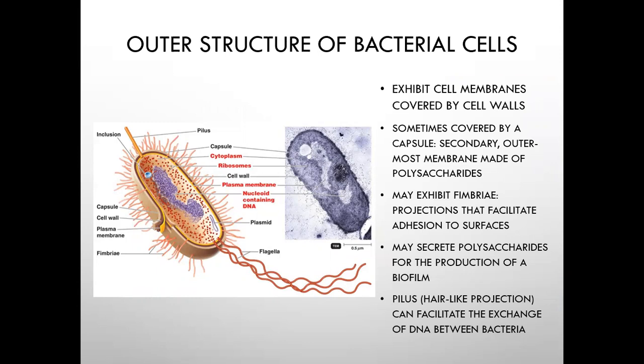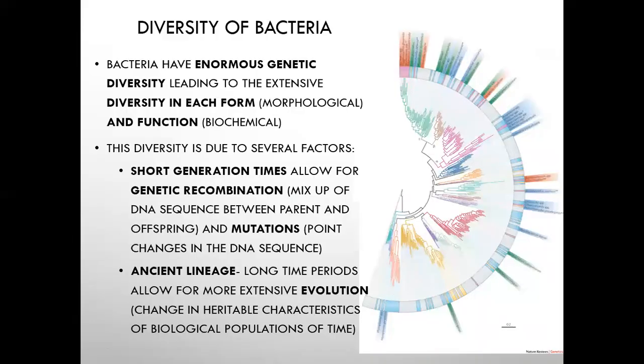Some cell walls can even be covered by a secondary outer membrane, which is going to be made of polysaccharides. They can have fimbriae, which are kind of these things sticking out here in this drawing. We can't really see them there. And again, they can secrete polysaccharides for production of biofilm, and they also have these hair-like projections, which can facilitate exchange of DNA, which is pretty amazing. They're extremely diverse, both in form, so morphological, and in their different functions. Some can be autotrophic, chemotrophic, can do a lot of different things.